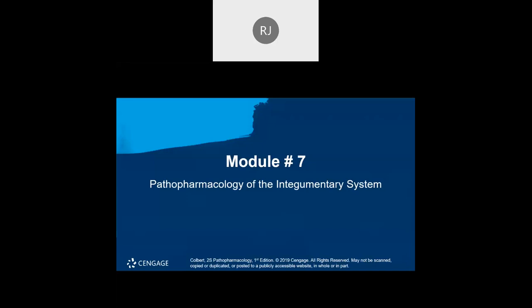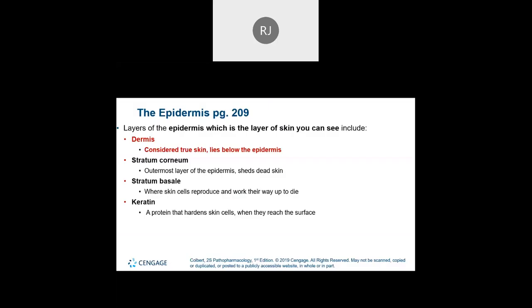Module 7 is the integumentary system. On page 209, it talks about the layers of the epidermis, which is the layer of the skin that you can see, including the dermis, which is considered true skin, which lies below the epidermis. And then you have the stratum corneum, the stratum basale, and keratin.